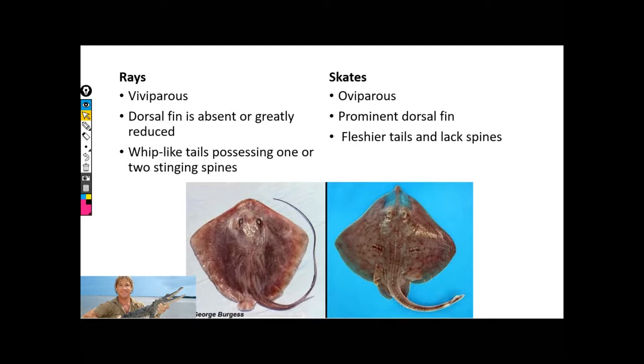Okay, so there are some things that we can use to tell these apart. Now, some things that are not obvious: viviparous versus oviparous, meaning skates are the ones that have these mermaid's purse, those little eggs, just like the nurse sharks do. Whereas rays are going to be viviparous. These have live babies.